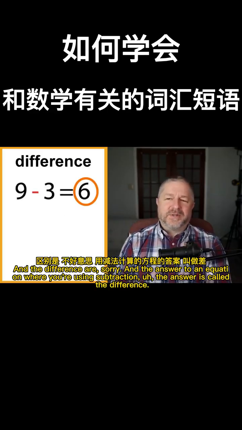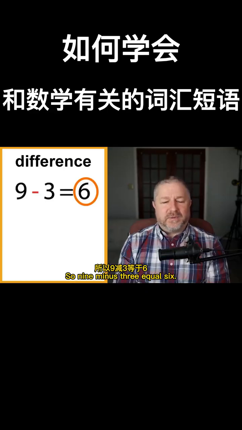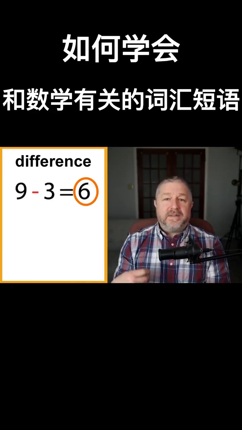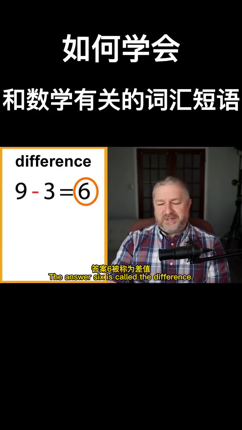And the answer to an equation where you're using subtraction is called the difference. So 9 minus 3 equals 6. The answer 6 is called the difference.